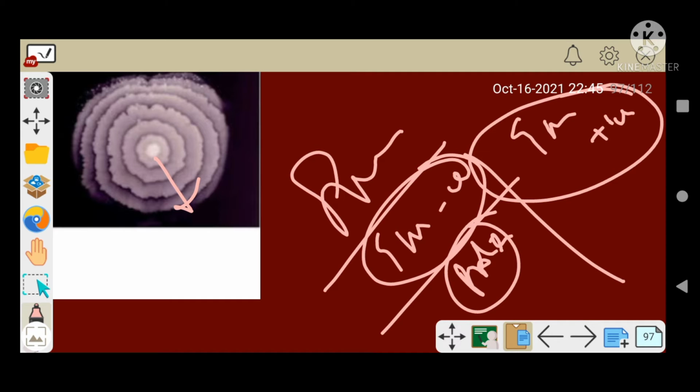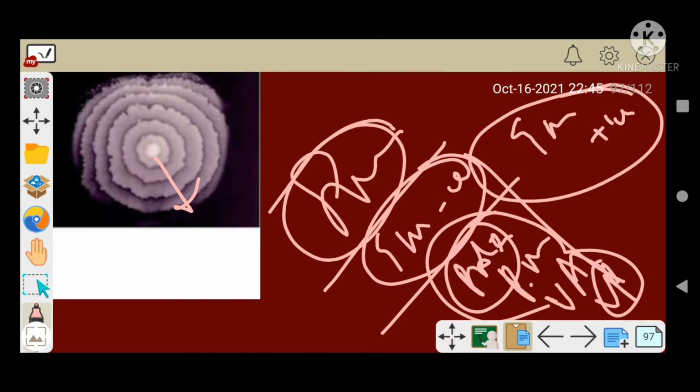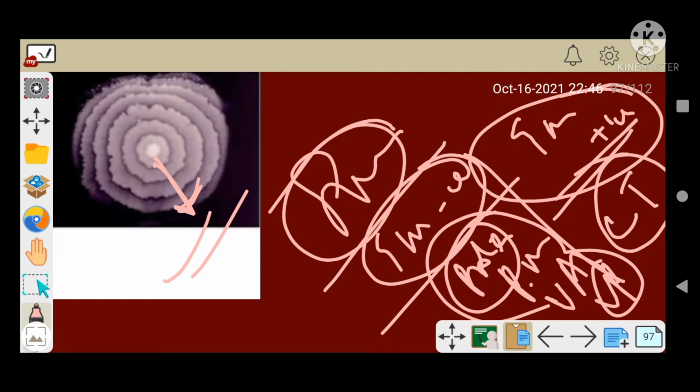There are other organisms also, like Proteus mirabilis, Vibrio alginolyticus, Vibrio parahaemolyticus, all these show swarming motility. In case of gram positive, Clostridium tetani shows swarming motility. This is your swarming motility, correct? Remember the image, maybe asked.